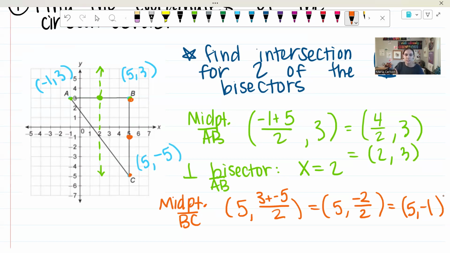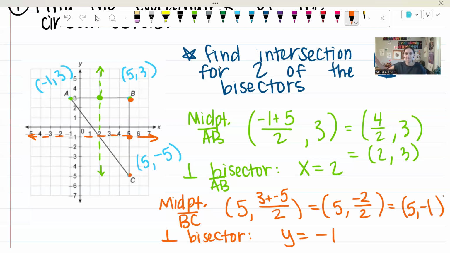So what would this perpendicular bisector be? Well, now the line we are trying to construct a bisector through is vertical. So our perpendicular bisector should be horizontal, meaning it's going to have a y equals equation, and it goes through the y value of -1. So this equation would be y equals -1.